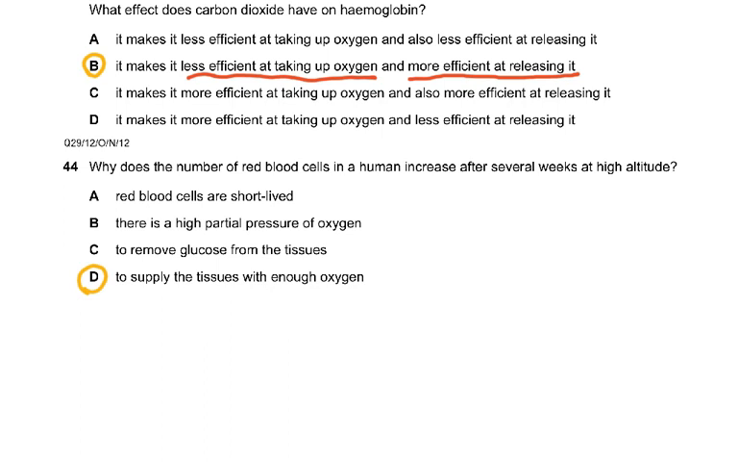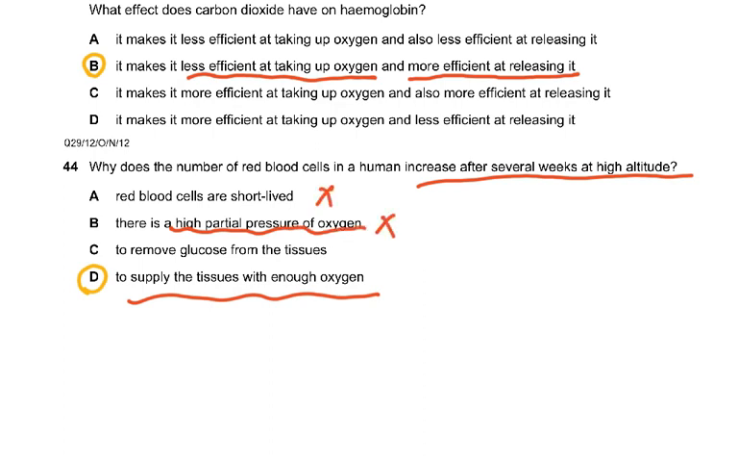Question 44. Why does the number of red blood cells in a human increase after several weeks at high altitude? To supply the tissues with enough oxygen. Yes, we know that at high altitudes the partial pressure of oxygen is low, but it didn't say that is the reason for the number of red blood cells. High partial pressure is wrong, it's a low partial pressure of oxygen. Red blood cells are short lived, that's everywhere. To remove glucose from the tissue is rubbish. So that more oxygen can be supplied to the tissues as the partial pressure is decreasing.